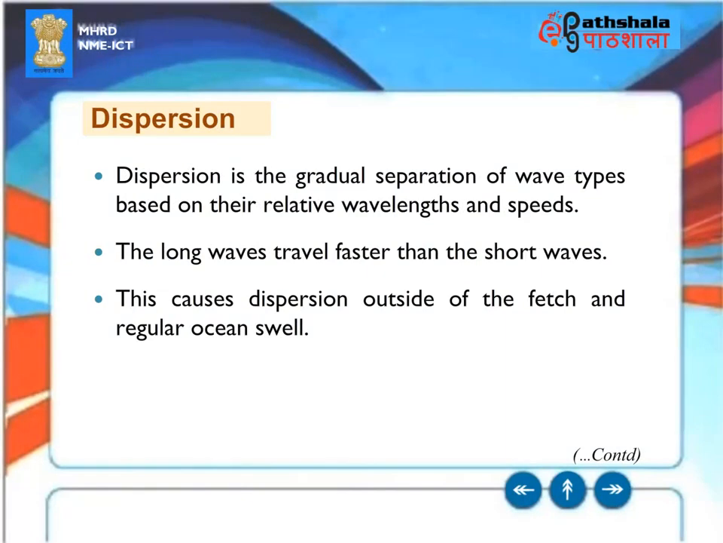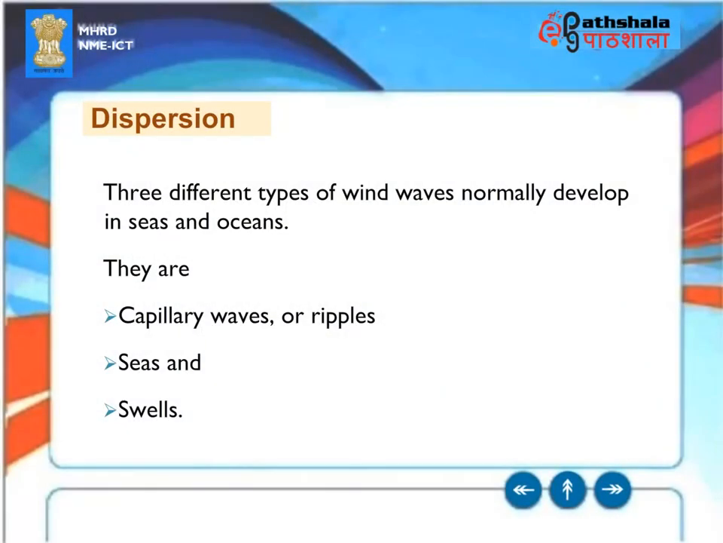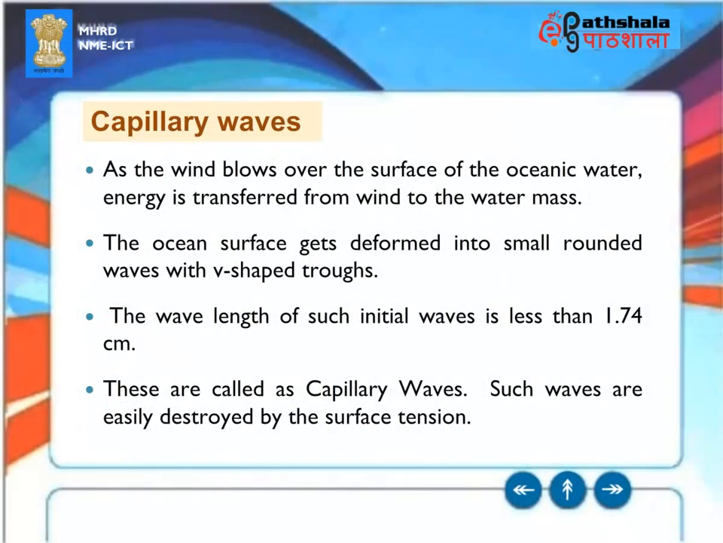Dispersion. Dispersion is the gradual separation of wave types based on their relative wavelengths and speeds. The long waves travel faster than the short waves. This causes dispersion outside of the fetch and regular ocean swell. 3 different types of wind waves normally develop in seas and oceans. They are capillary waves or ripples, seas, and swells.